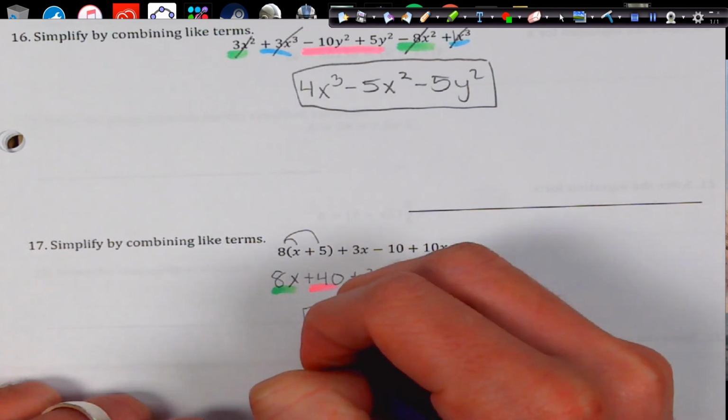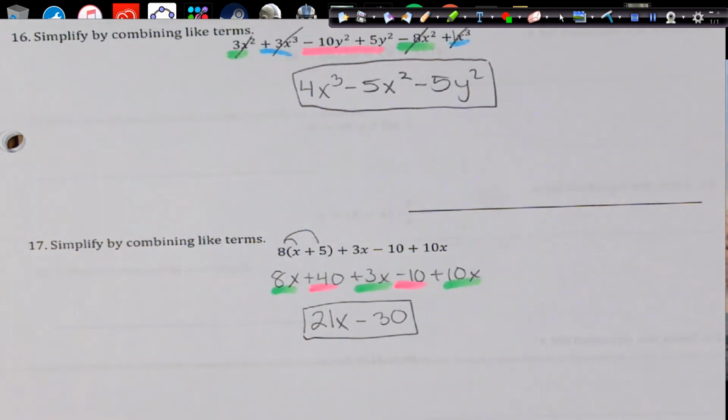Again, we are just simplifying. We're not solving. Big difference in the words. Solving means there's an equal sign normally. Simplifying means it could just be an expression. Express yourself.